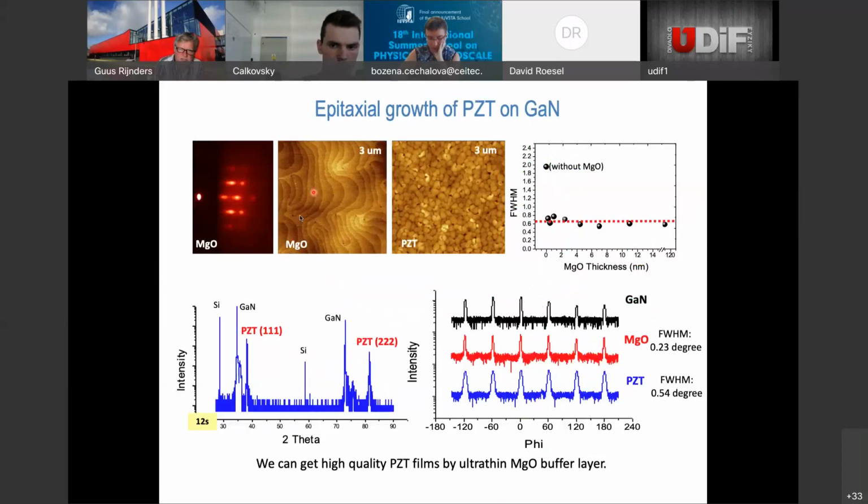So this is the magnesium oxide on top of this gallium nitride, and then here the PZT. From the X-ray diffraction, we can see that we have epitaxial growth on top of that, but you need magnesium oxide, and even a single monolayer of magnesium oxide can already get this epitaxial growth. If you do not have this single monolayer, then you do not get epitaxial growth. So here again, single monolayer growth is really important for the initial stage of the growth there.